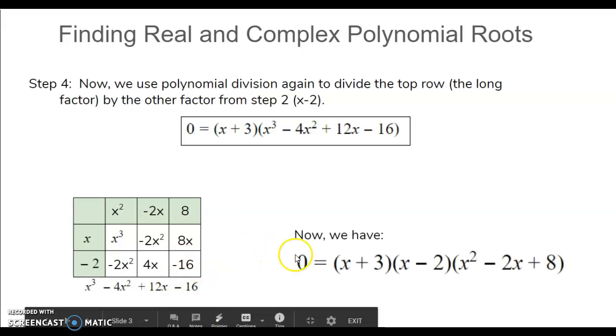So at this point we have 0 equals x plus 3, our first factor that we used, times x minus 2, our second factor that we used, times x squared minus 2x plus 8.